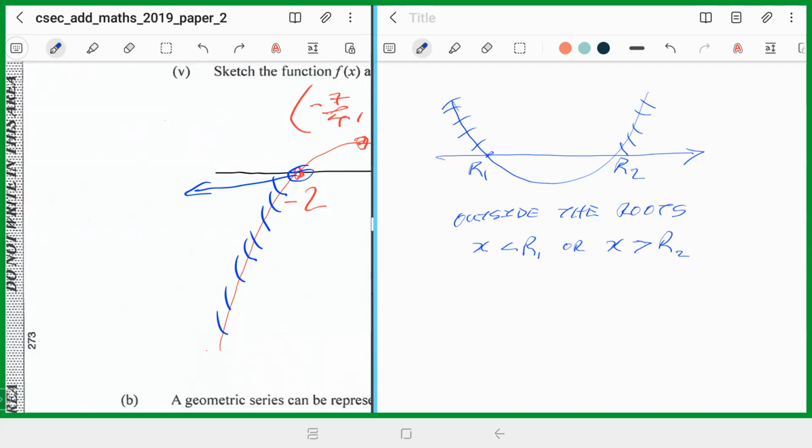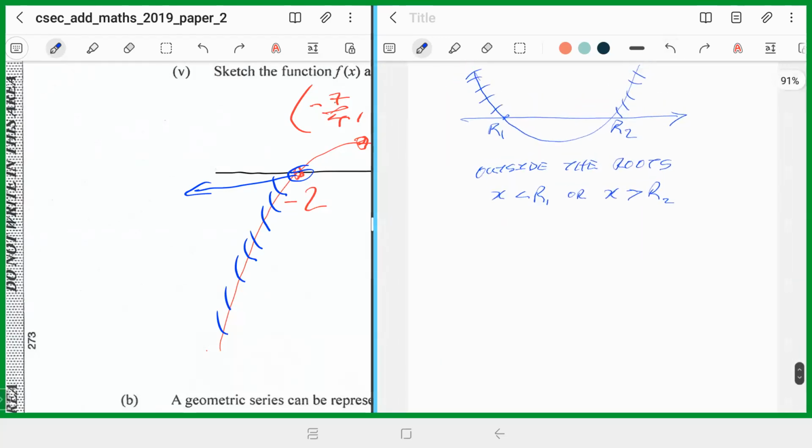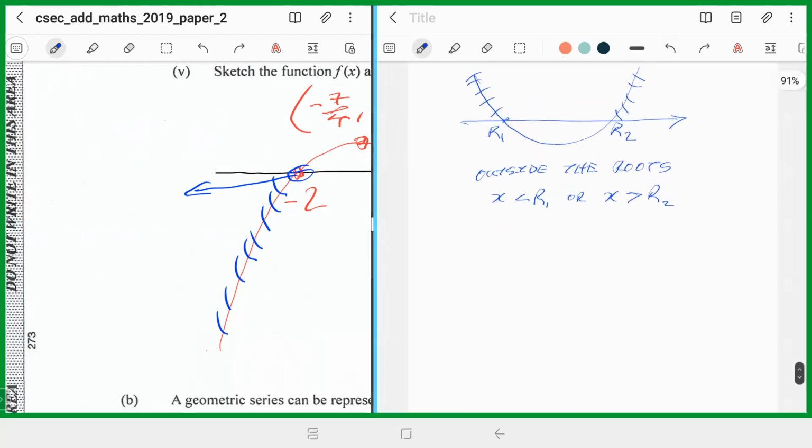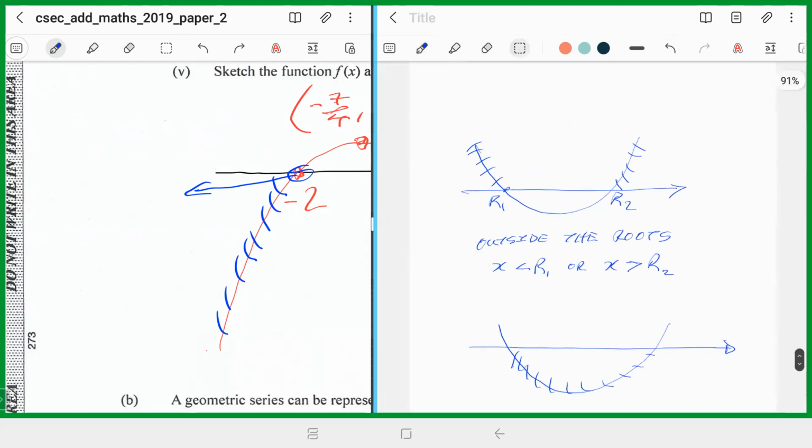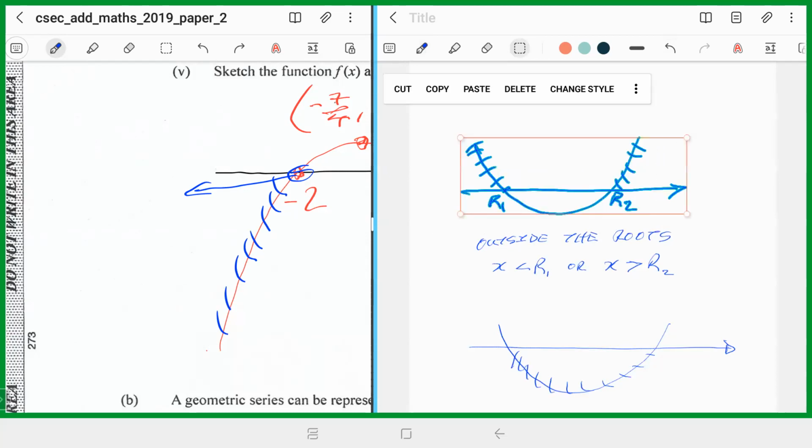When the inequality is indicating the two leg parts of the curve, that's outside the roots. If the inequality is pointing to the turn part of the curve, then it is between the two roots. So watch me now, let me do a little adjustment here. Whether it's a smile or a frown, it doesn't matter.